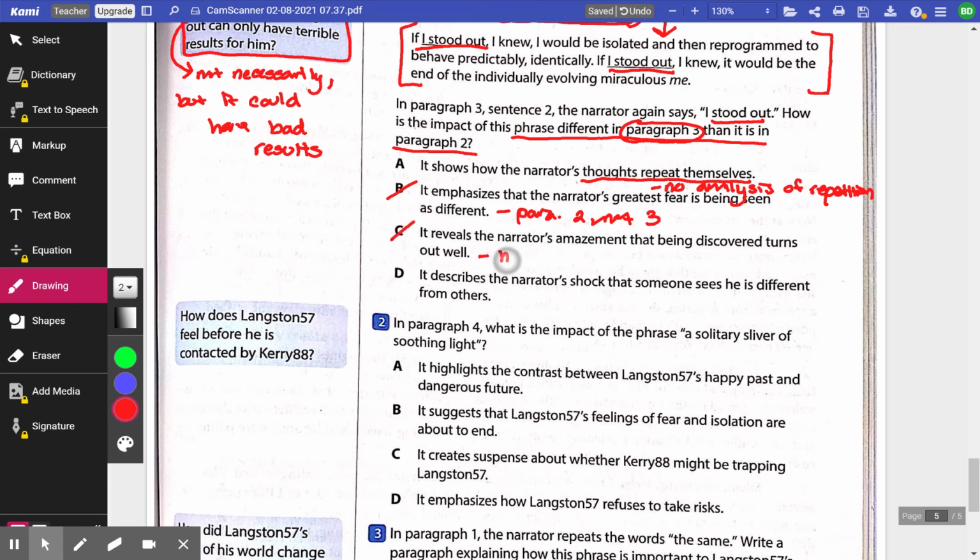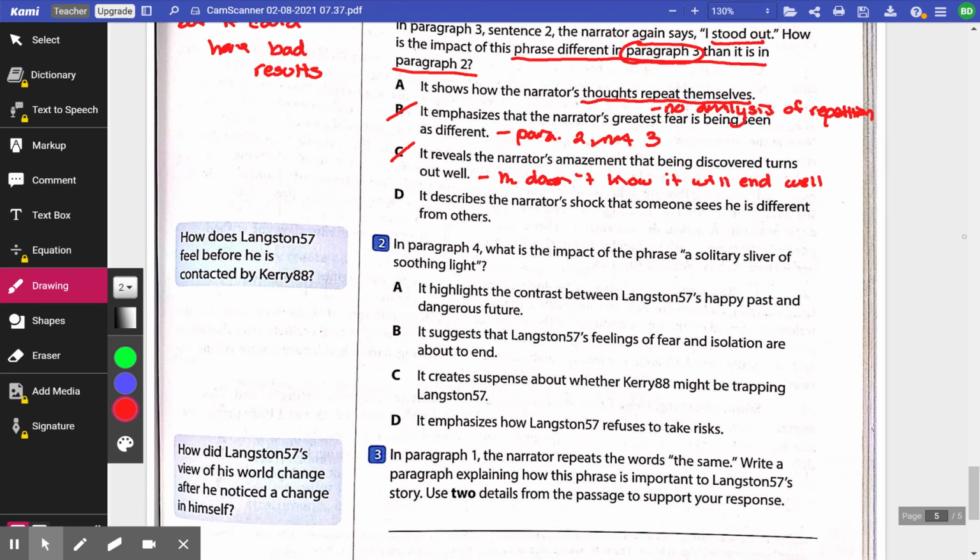So I'm going to write, he doesn't know that it will end well. So now let's look at answer choice D.